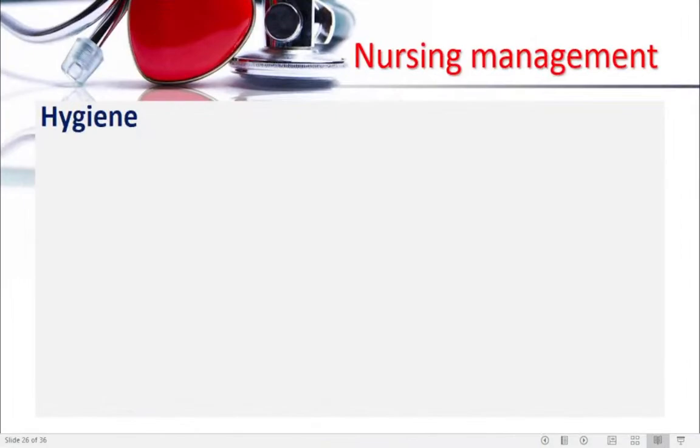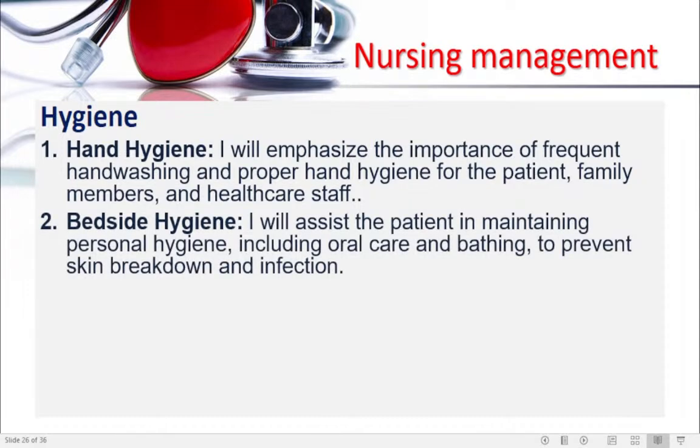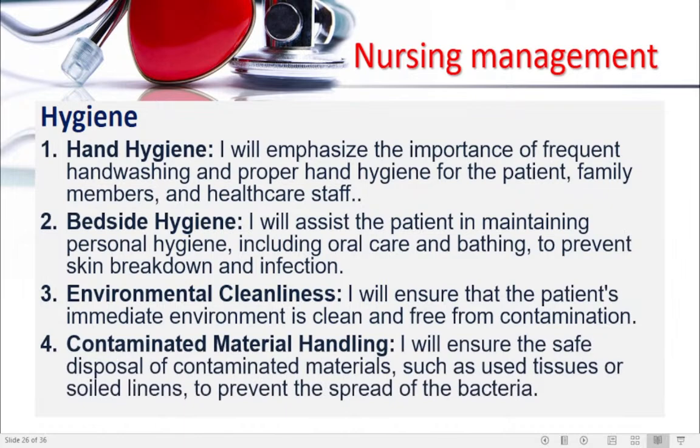Then we go to our hygiene. Under this heading, you can explain, I will emphasize the importance of frequent hand hygiene for the patient and family members and healthcare staff. I will assist the patient in maintaining personal hygiene, including oral care and bathing to prevent skin breakdown as well as infection. I will ensure that the patient's immediate environment is clean and free from contamination. I will ensure the safety and safe disposal of contaminated materials such as used tissues, soiled linen, and the like to prevent the spread of the bacteria.